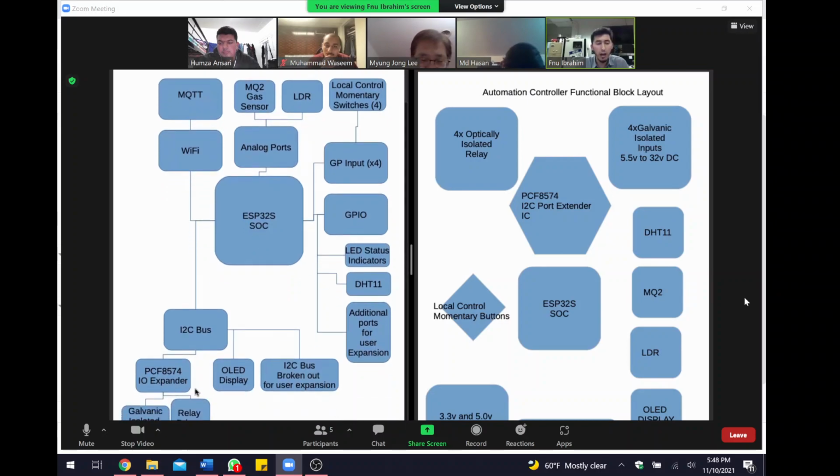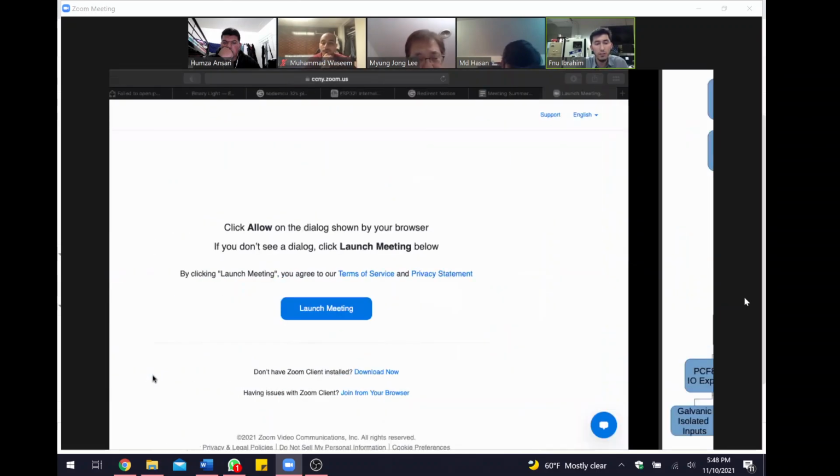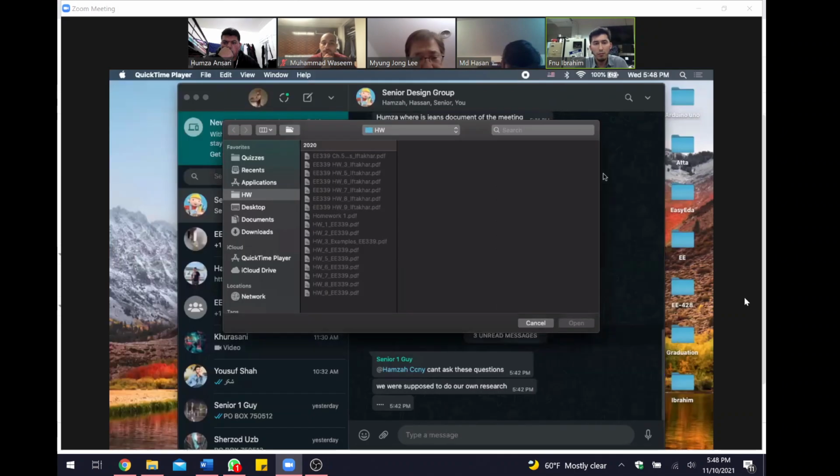And here we have the PCF8574, which is nothing but an input output expander. This expander is giving isolated input, and on the other side it is connected to relay drivers. So let me show you the PCF8574, if I have it here.